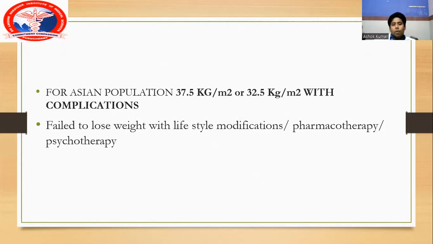So for the Asian population, the cutoff value of this BMI is decreased. It's 37.5 kilogram per meter square instead of 40. And it's 32.5 kilogram per meter square with comorbidities like diabetes mellitus, hypertension, obstructive sleep apnea in case of the Asian population. So those patients who have failed to lose weight with lifestyle modifications, pharmacotherapy, psychotherapy, those are all indications for bariatric surgery.